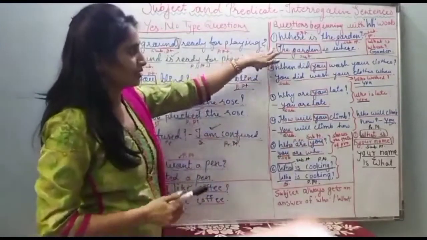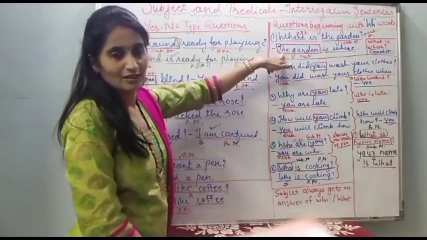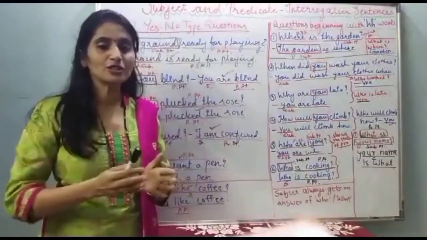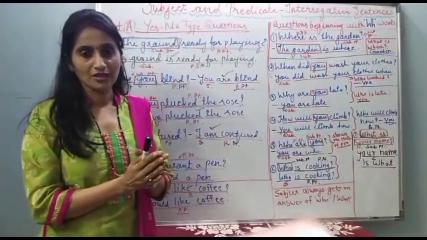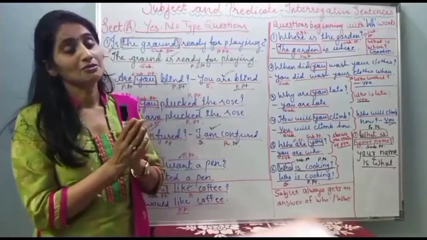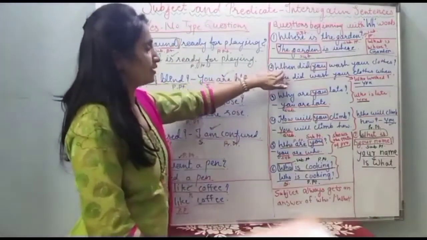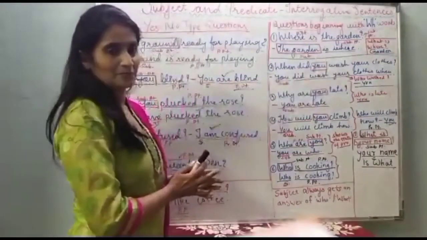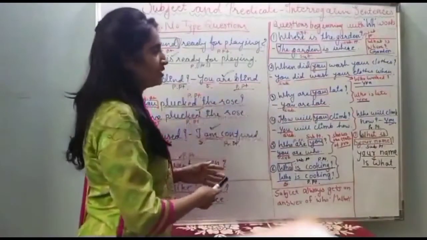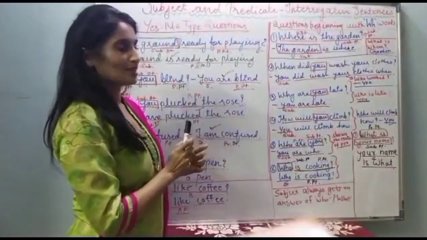If you ask the question here, what is where? The answer you get is the garden. If you ask questions with the word who or what, the answer that you get is the subject. Okay, see here. The second question is, when did you wash your clothes? See how the statement is made. How is it converted? You did wash your clothes when? What is the subject here?